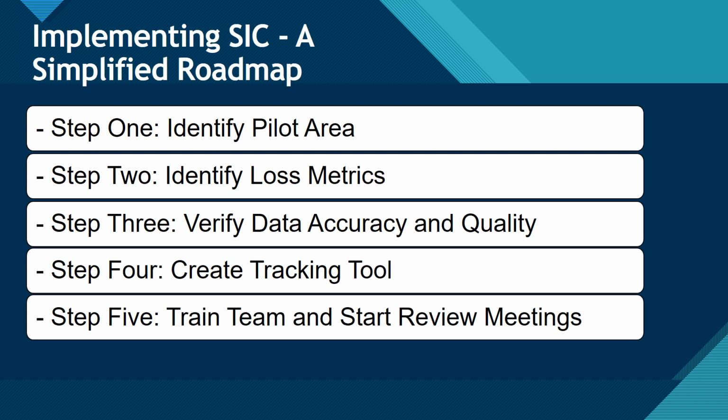Step 5. Train team and start review meetings. In order for an SIC process to be effective, the team needs to understand the intent as well as the mechanics of the SIC process. A recommended approach to implementing SIC from the perspective of the SIC champion, typically a middle or upper management person who has been trained and mentored on the SIC process, is as follows.